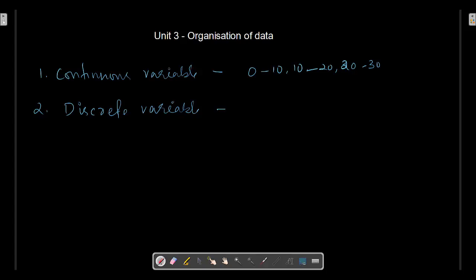A discrete variable is one whose values change by whole numbers but not as fractional values. For example, the number of children in a family, or the number of students in a class.